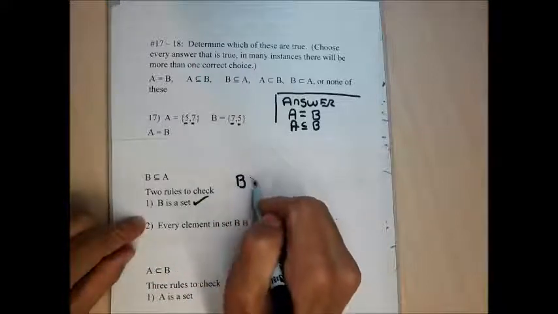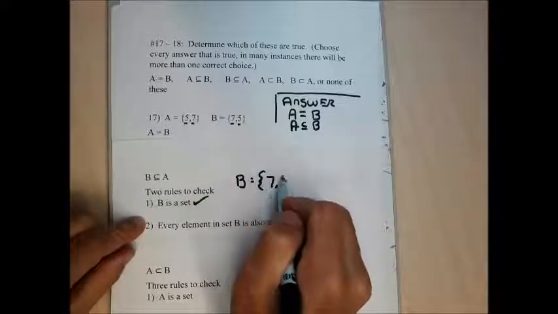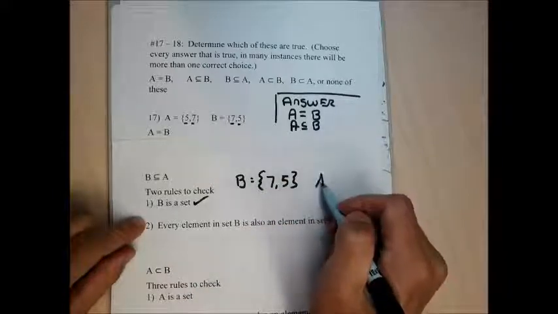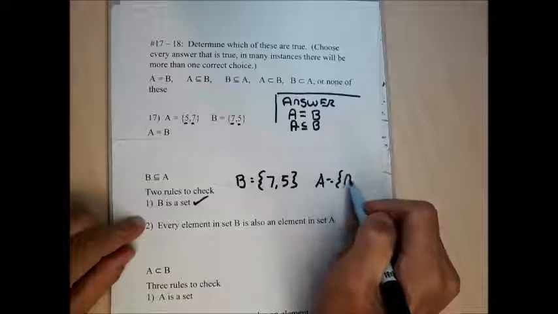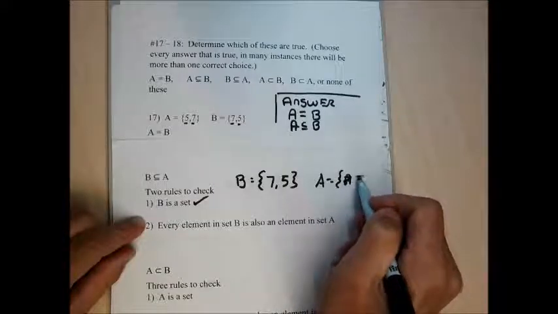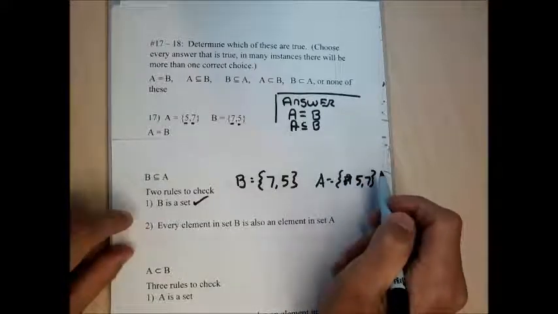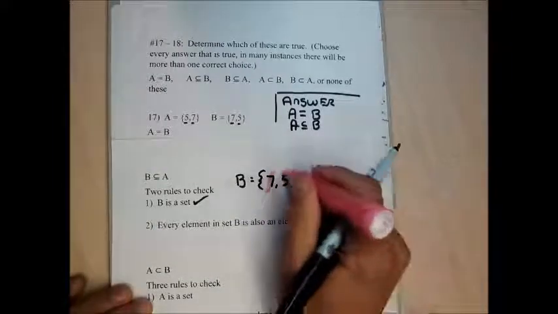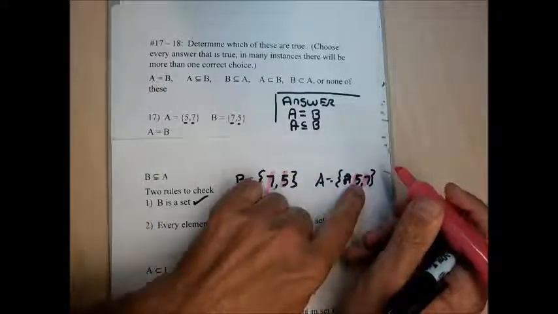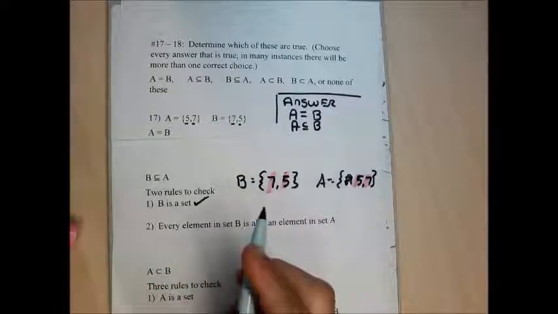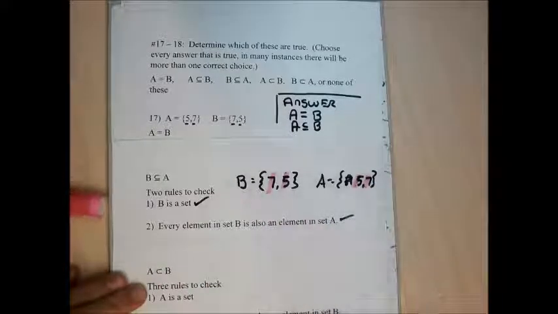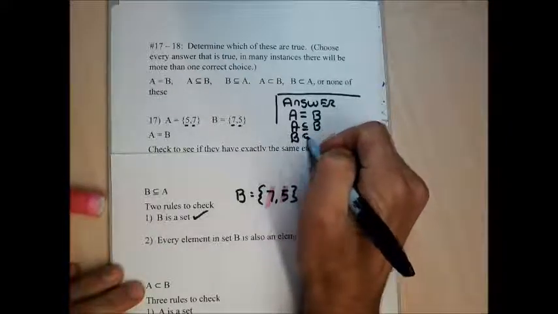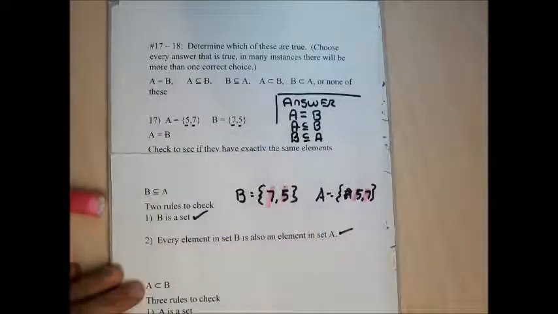The second criteria for B to be a subset of A is that every element in set B is also an element of set A. And it's the same deal here. B has two elements, 7 and 5, and each of the elements of B is also an element in set A. So this also, criteria 2, also holds. And another part of my answer is going to be B is a subset of A.